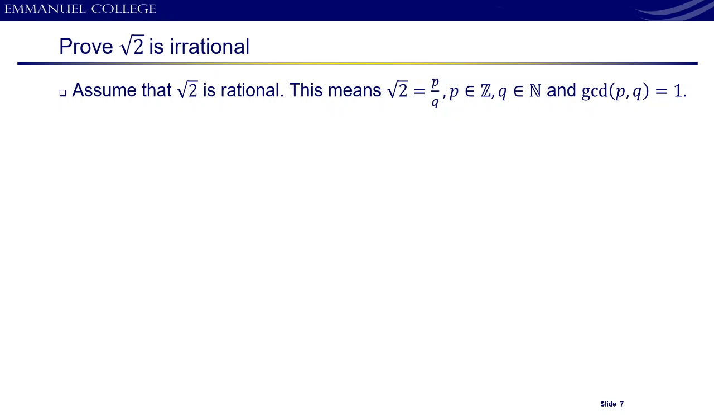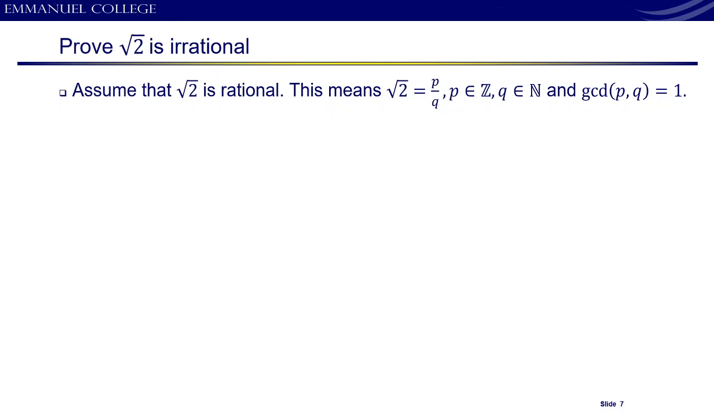So again, if the statement is the square root of 2 is irrational, let's try and prove that, what if it is rational? So for a number to be rational, that means it has to be equal to an integer over a natural number, and their greatest common divisor has to be 1.